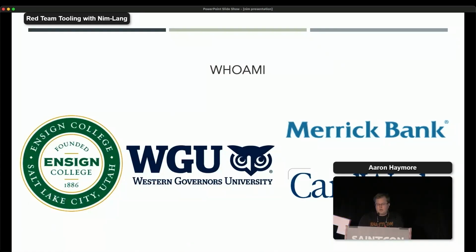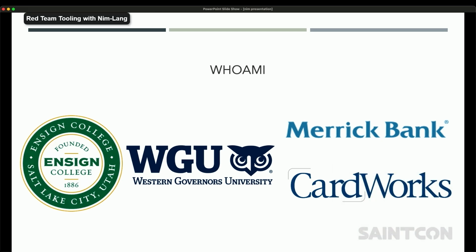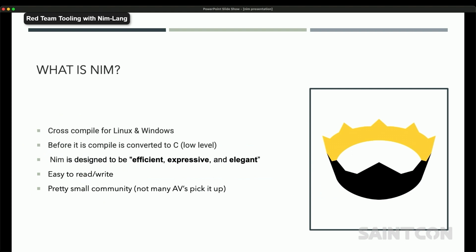So a little bit about myself. My name is Aaron Haymore. I graduated from Ensign College with my associates about 2 years ago, and I'm currently going to Western Governors University. I'm an application security engineer and red teamer for Merrick Bank and Cardwork Servicing. We test our internal apps, and we also do our AD red teaming and all the hacking stuff.